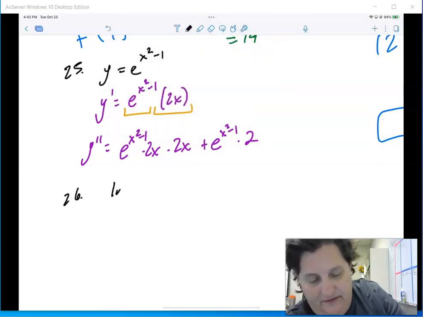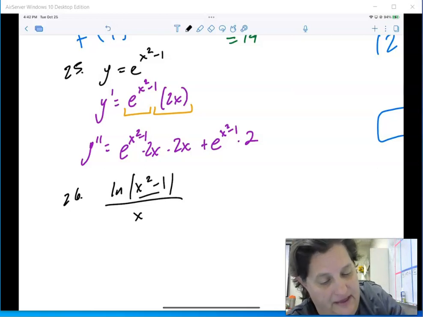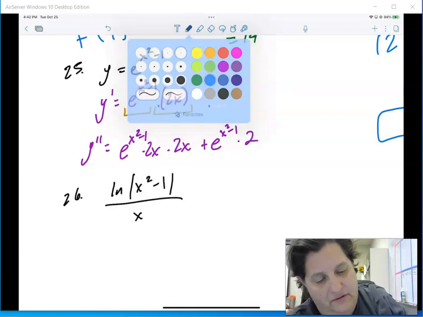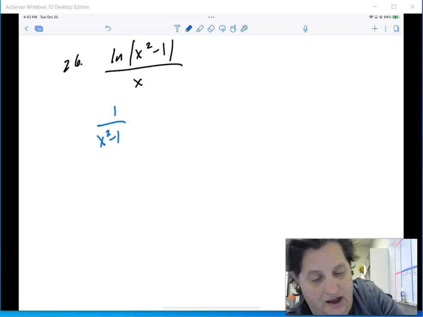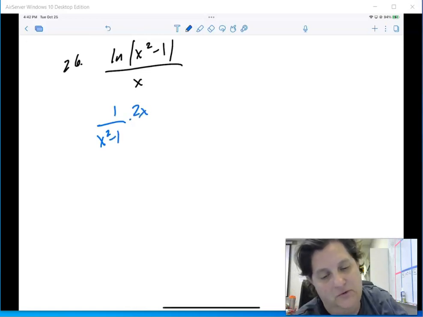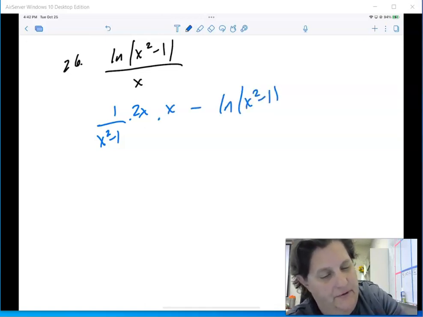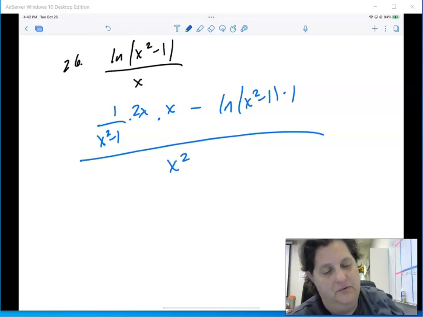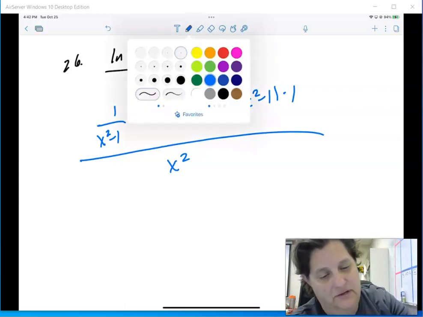Okay, the derivative of this. All right, I can't use ln rules to separate this, sadly. It would have to be that over x would have to be inside there to use ln rules, so I can't do that. So I'm just going to have to hardcore quotient rule this bad boy. Derivative of the top, derivative of ln is 1 over x squared minus 1 times 2x, times the bottom, minus the top, derivative of the bottom over bottom squared. Am I simplifying that? Heck no. Absolutely not.